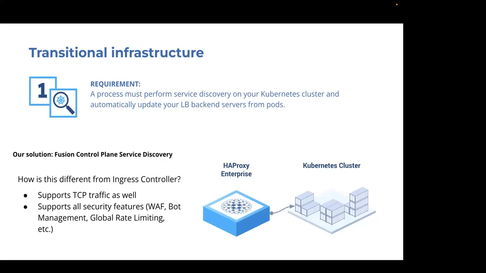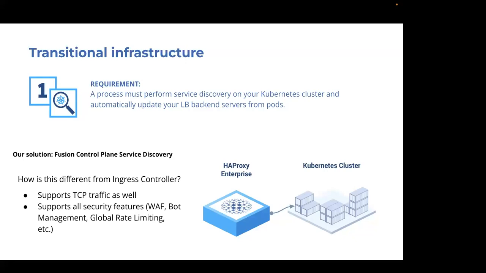You might have HAProxy that is inside the Kubernetes cluster or outside, that does not necessarily matter, but you have the control plane that's actually aware of the Kubernetes infrastructure, and it's performing service discovery and automatically updating the configuration of your HAProxy for load balancing based on changes in the services or the applications inside Kubernetes. This is a little different from an ingress controller because it supports TCP traffic as well.